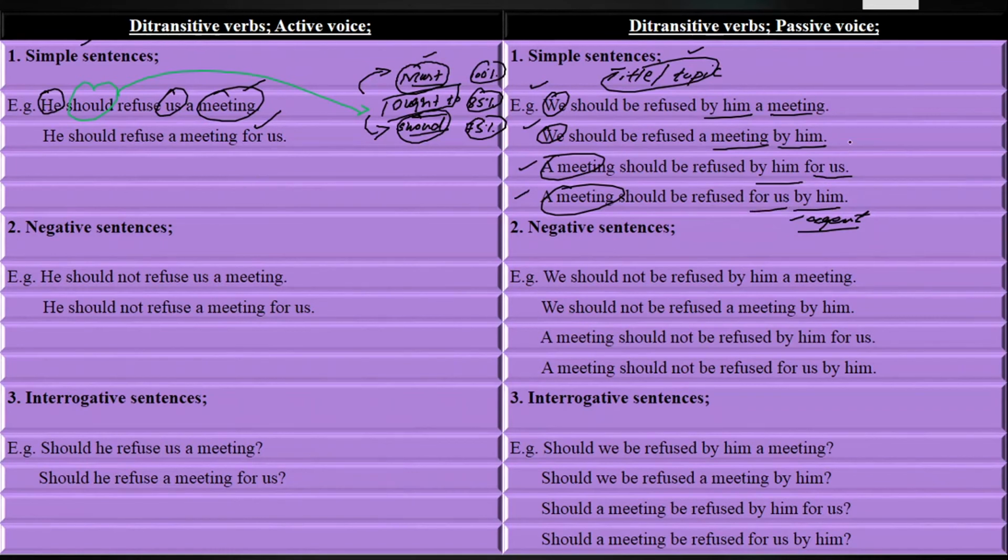Sentences will be as follows: We should be refused by him a meeting, we should be refused a meeting by him, a meeting should be refused by him for us, a meeting should be refused for us by him.